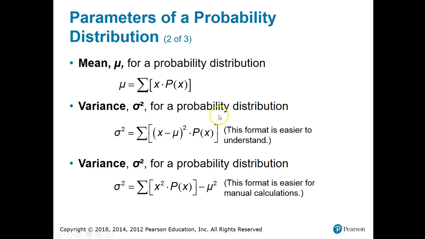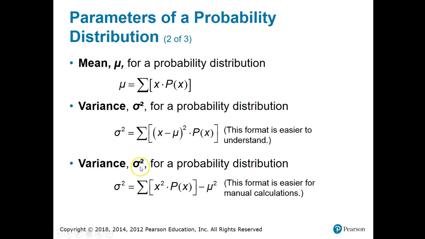Variance, sigma squared. So again, little sigma squared, and then capital sigma, the sum of x minus mu squared times P of x. Right? And variance can also be written as sigma squared equals the sum of x squared times P of x minus mu squared. So this one can work in calculators. These two will be equal. I'm not going to go through showing why they're equal, but they are equal.